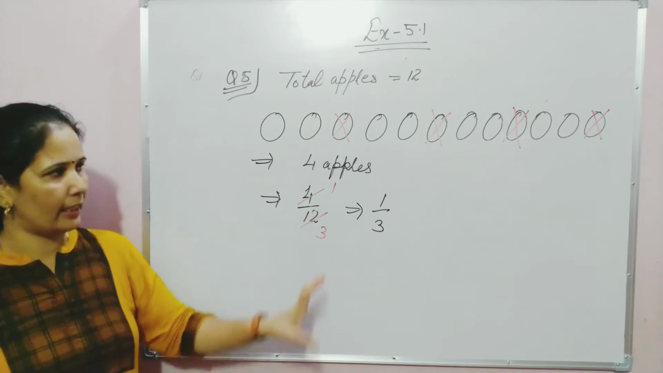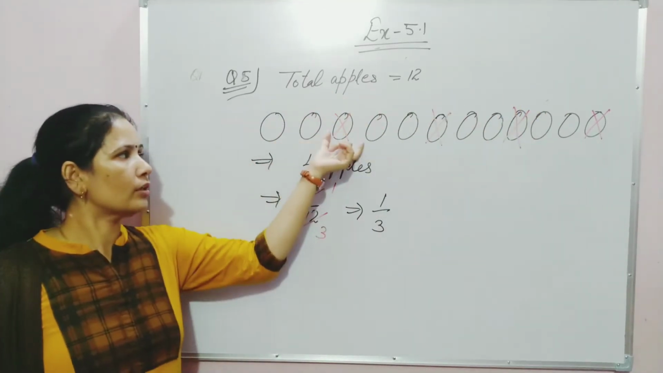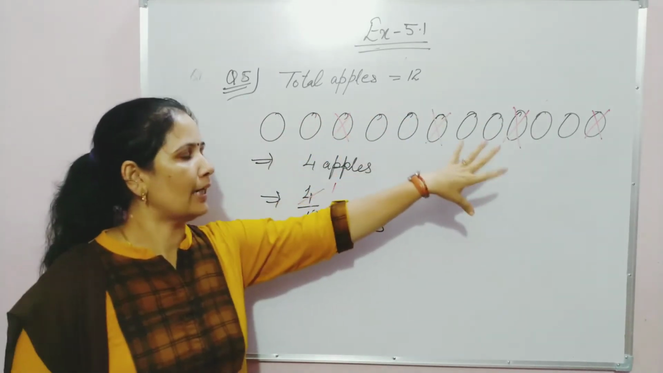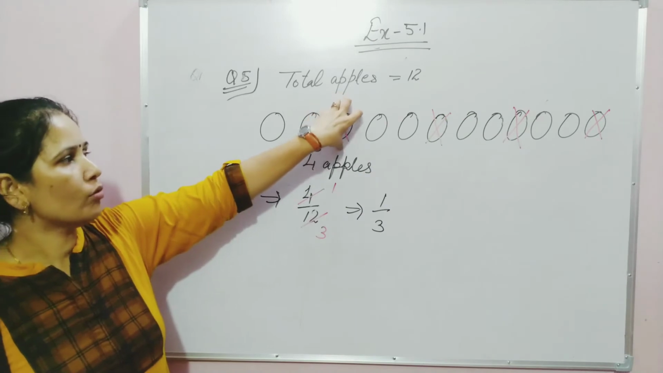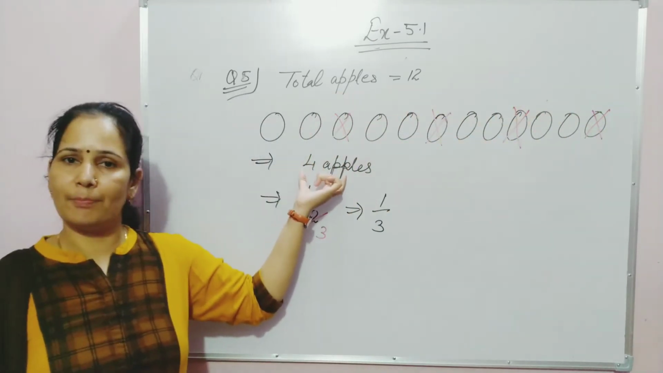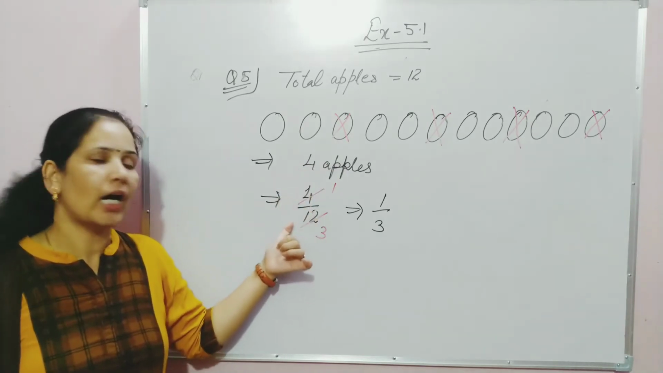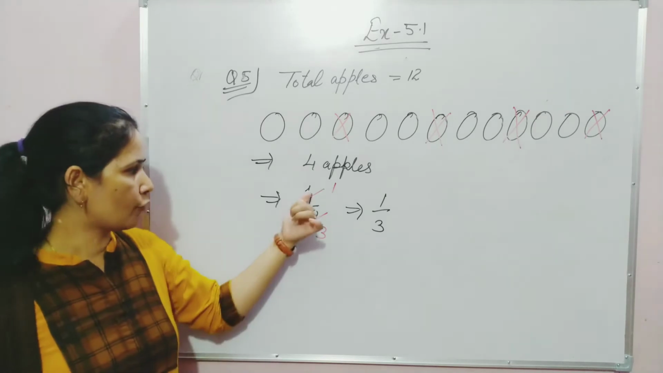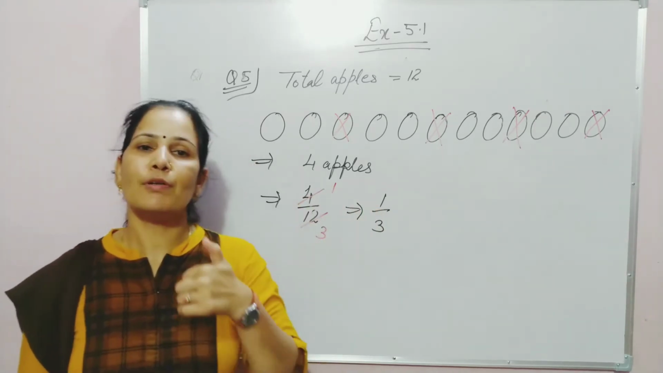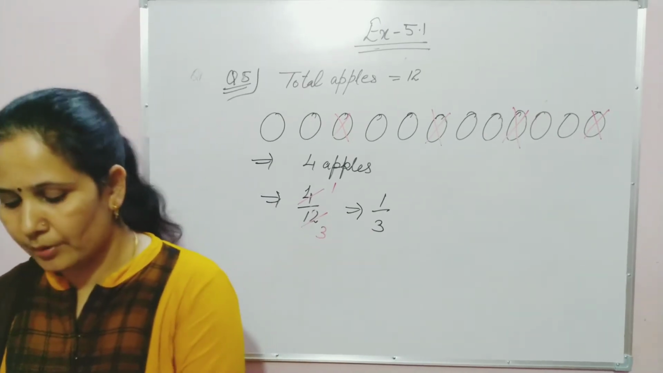I repeat again, they have given 12 apples, and according to the question they told every third apple is bad. So I cross out every third apple, and after that if we count, out of 12, 4 apples are bad, and the fraction is 4 by 12, and both 4 and 12 are multiples of 4. So 4 ones are 4, 4 threes are 12, 1 by 3. That means 1/3 apples are bad. Now move on to question number 6.